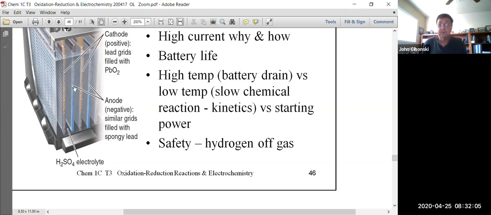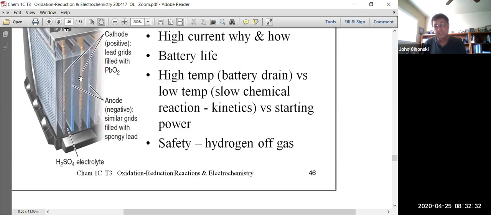Now, lastly, safety. This has water in the system, right? What we discussed here was water related to the sulfuric acid. Well, it turns out with the cycle of starting and recharging, especially the recharging, a little bit of the water decomposes into oxygen and hydrogen gas.